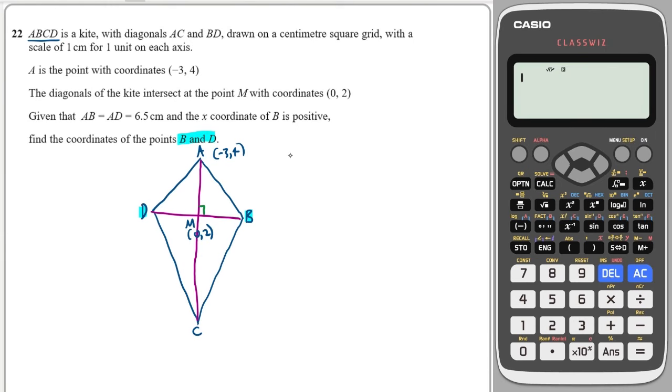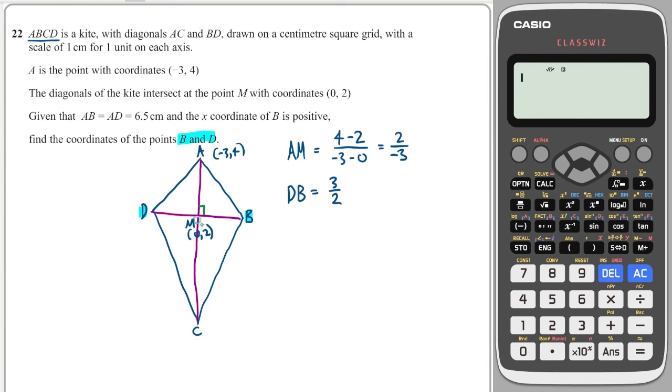So I know that the gradient of A to M is equal to the change in the y, which is 4 minus 2, over the change in the x, which is -3 minus 0. So that's 2 over -3. So therefore the gradient of D to B will be perpendicular to that gradient. So it's the negative reciprocal, which means we flip the fraction over and we multiply it by a negative. So this is going to turn into 3 over 2. That's the perpendicular gradient. Okay, great.